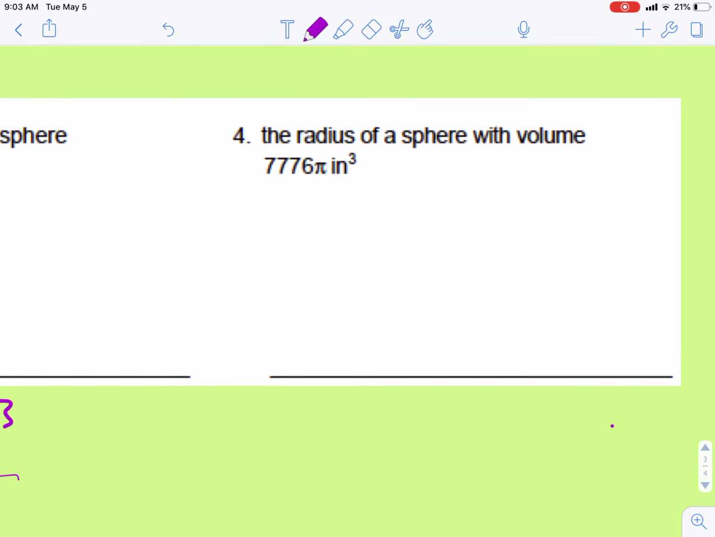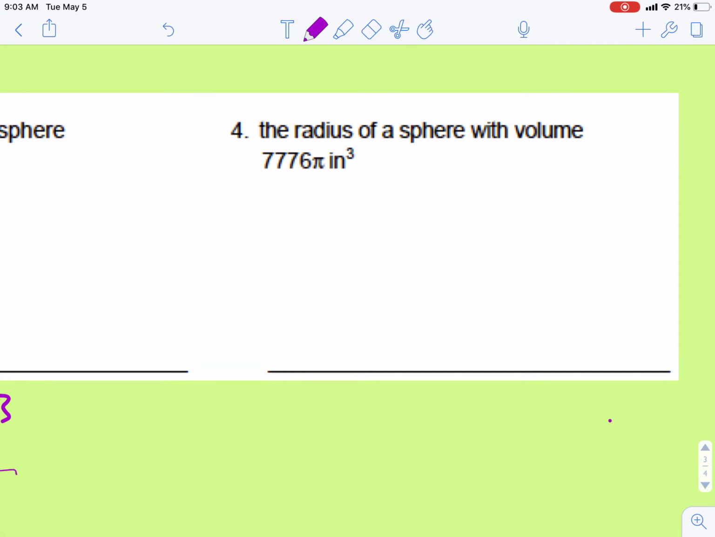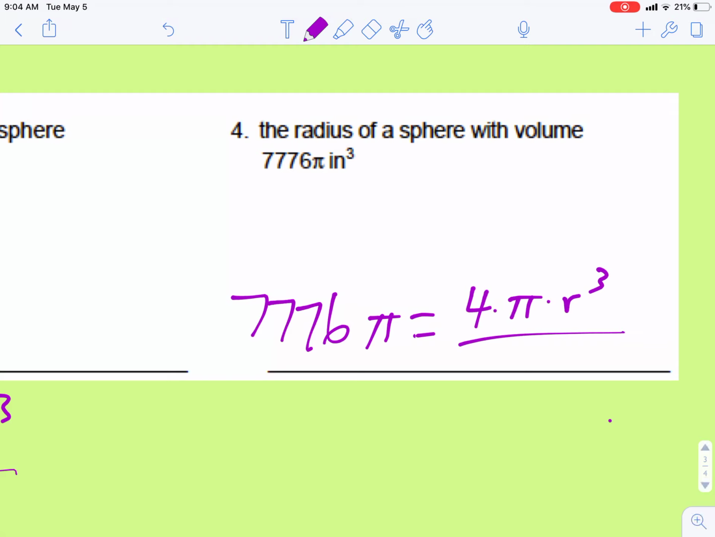All right, so it's saying find the radius if they give you the volume. This is just for me to show you guys 4/3 pi r cubed. We want to find the radius, so we know 776 pi is equal to 4 times pi times the radius to the third all over 3. Okay, so we have to solve by undoing. We're going to multiply by 3.